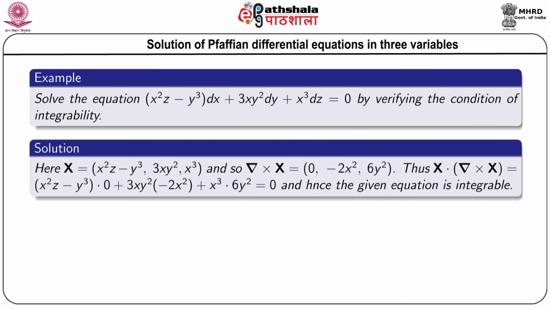We shall take one example to illustrate the idea of the homogeneous equation. This is a homogeneous equation in x, y, z, and it is of degree 3. Here, capital X is (x²z minus y³, 3xy², x³). So, curl X equals this, and X dot curl X after simplification is 0. Hence, the given equation satisfies the integrability condition. Therefore, we can look for an integral of the given equation.